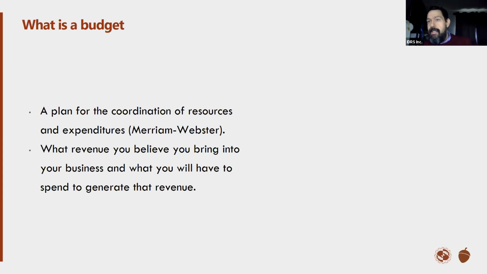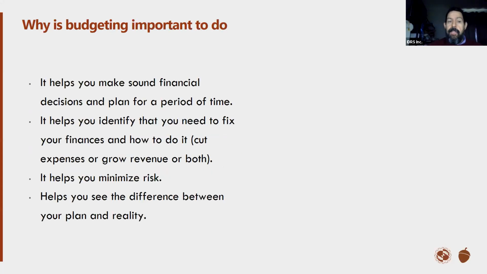But all it is is different categories. You'll have different categories, but there will be categories that you'll budget for in your regular business budget as well. So why is budgeting important to do? Okay, so it helps you make sound financial decisions and plan for a period of time, right? So that's one of the main reasons.